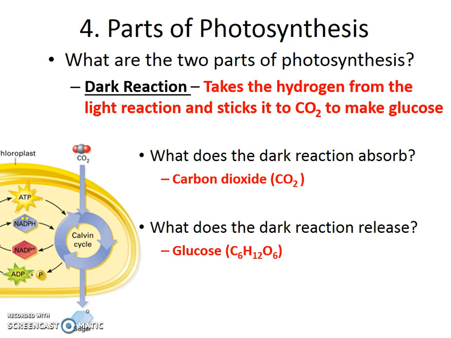So again, photosynthesis, 2 reactions, light reaction, dark reaction. Light reaction uses light to separate water into oxygen and hydrogen. The oxygen goes away. The hydrogen goes into the dark reaction, gets stuck to CO2 to make sugar, which plants eat.